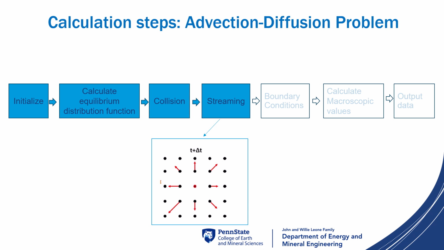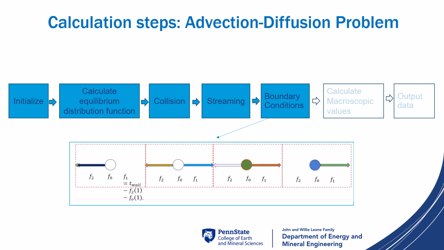It moves F1 to the right and F2 star to the left and leaves F0 star in place. In practice, this is a memory copy across grid indices. Physically, streaming represents free flight between collisions, carrying thermal energy downstream and smoothing it across adjacent nodes.